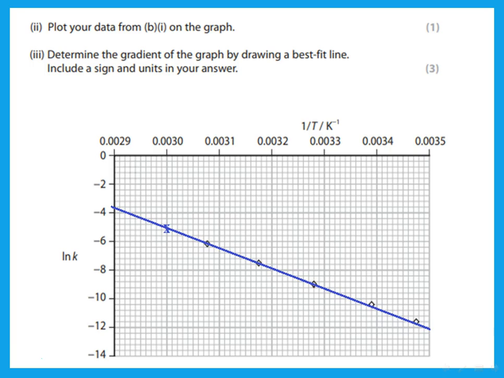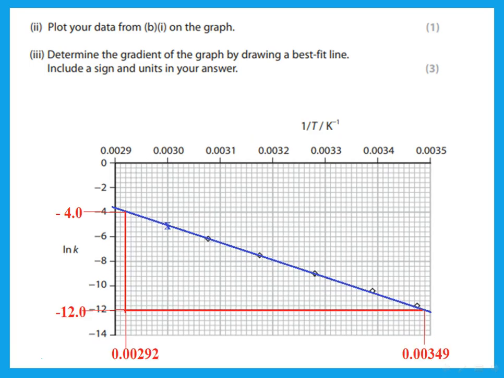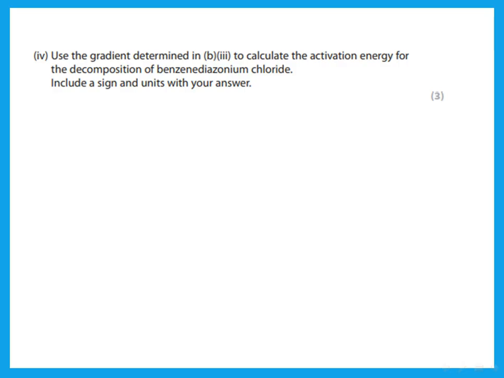Okay. From this, we determine the gradient. Again, we should know how to get the gradient of this line, and it is the part in the y-axis over the part on the x-axis, and this gives me a negative value because ln K is negative. The units in this case for the gradient would be K, because ln K has no units, and the x-axis is K to the minus 1, so this overall unit is K.